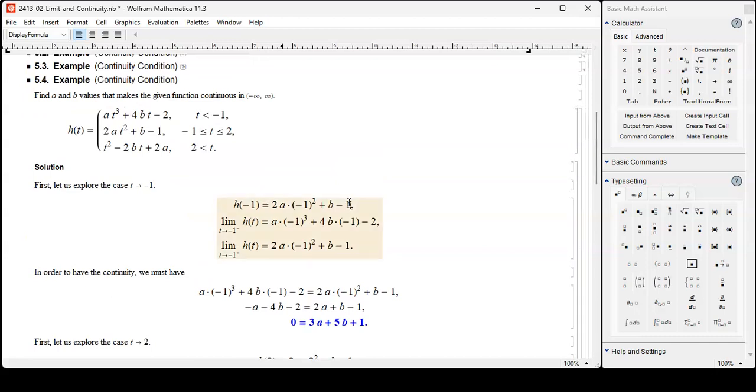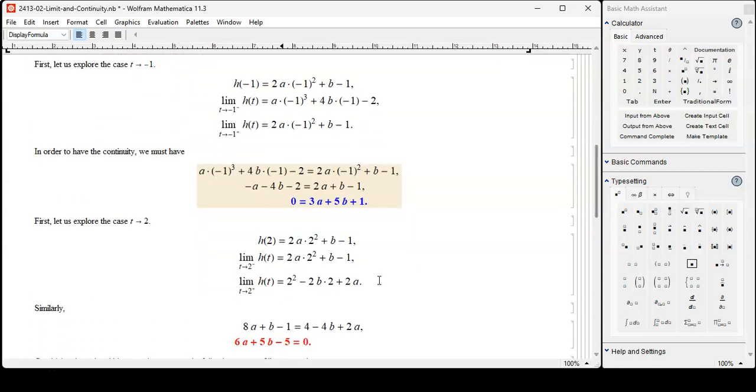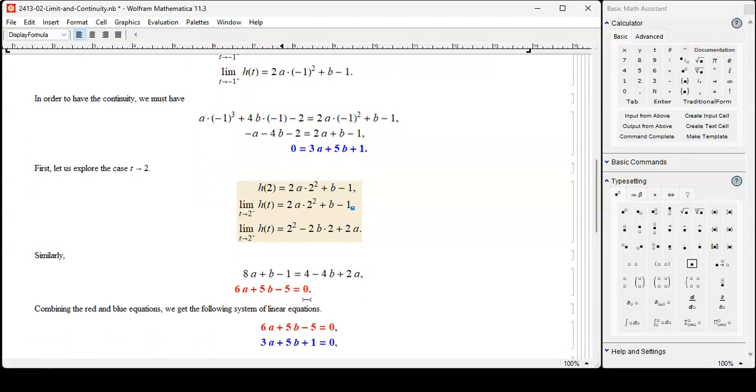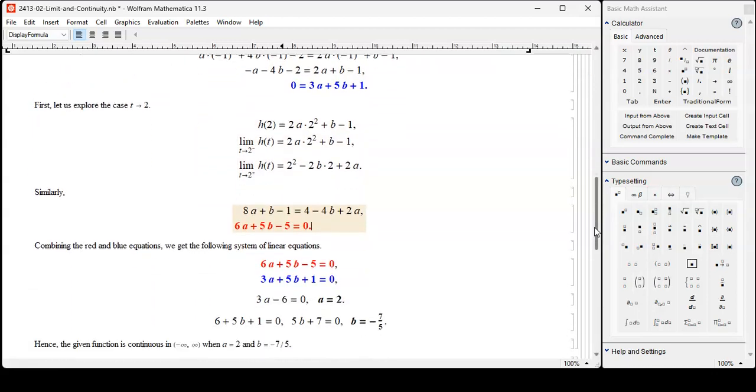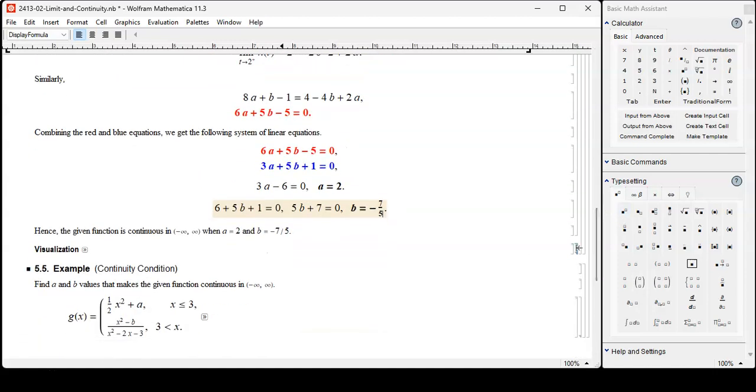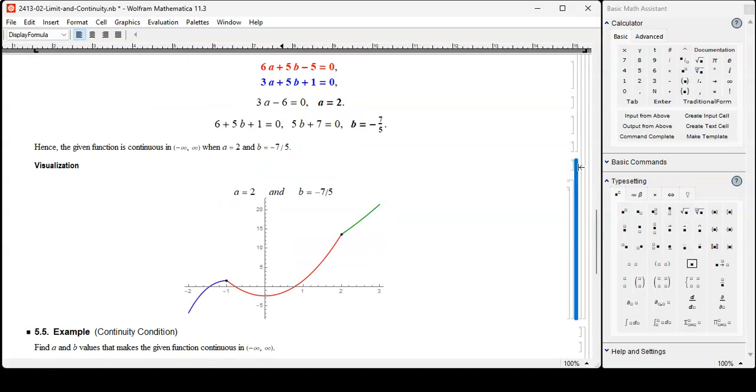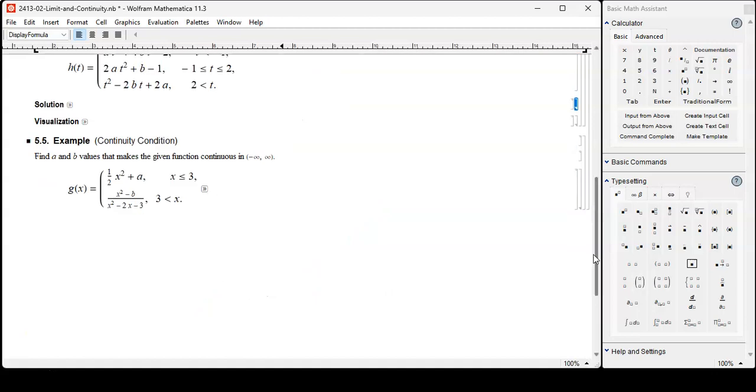First line, t equals to -1. They have to be all the same, so we have the first equation. Plug in t equals to 2. They have to be all the same, so set them equal to each other. We get an equation, red. Solve the system. Looks like, again, the elimination can work. A equals to 2, b equals to -7/5, and yes.